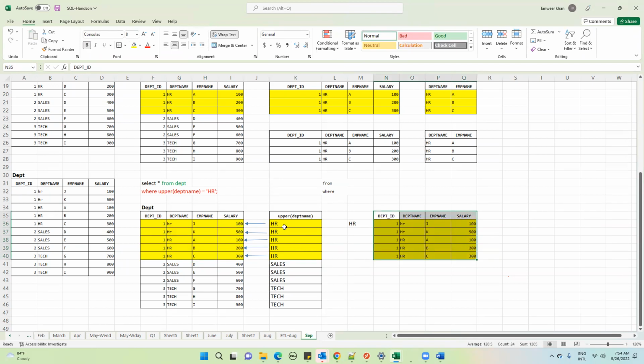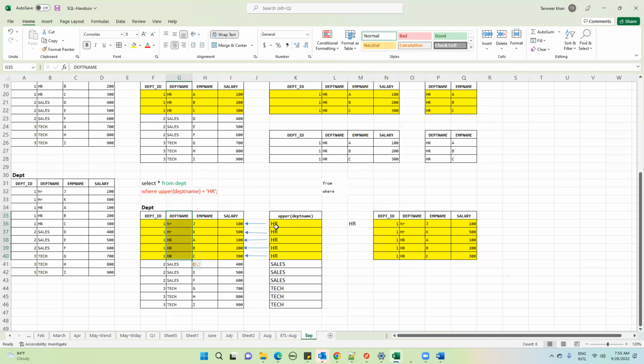So don't think that we are changing this department name in the parent table. No, we are not doing anything here. If we have to do UPPER, this will be done in the temporary memory separately. We're not changing the original table. You cannot change the original table, right? Any other question? Tanvir, one doubt. When it's comparing, it's capital HR there and lowercase HR here, right? How is it retrieving the value?